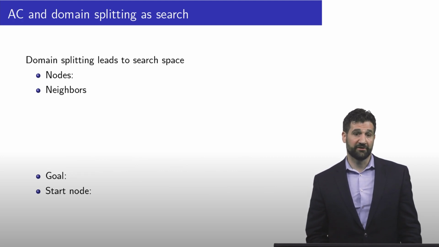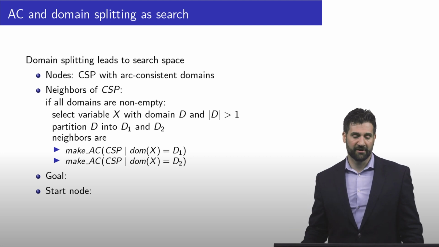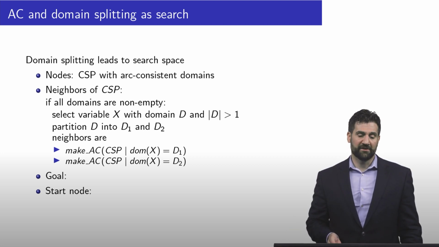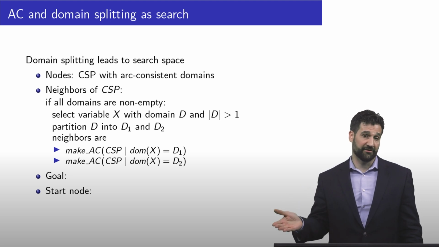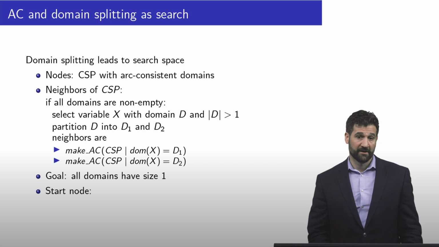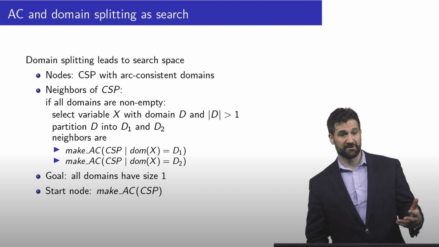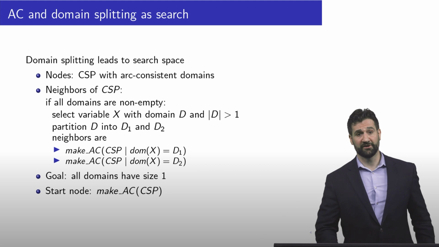So we can also think of this as search, and here's how we define the nodes. It's CSP with arc consistent domains, and the neighbors are assigned based on the following. If all domains are not empty, we're going to select an X variable that has a current domain with at least one element, and then we're going to split on that. So that's how we find and generate the neighbors. And then the goal is all domains have a size of 1, and the start is going to be our first application of arc consistency to the CSP.